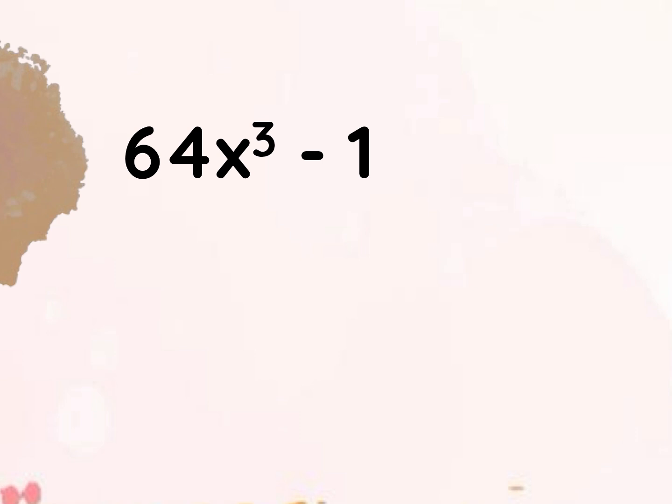Is 64 a perfect cube? Yep. Is x cubed a perfect cube? Yep. Is 1 a perfect cube? All right, here we go. So A. What times what gives me 64? 4. What times what gives me x cubed? X. And then my B. What times what gives me 1? Perfect. So is this the difference of cubes or the sum of cubes? Difference.